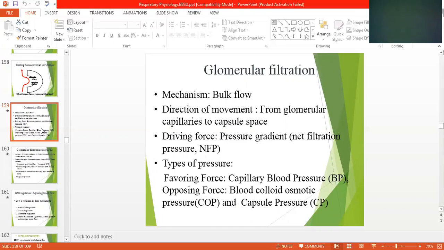Types of pressure: favoring forces, capillary blood pressure; opposing forces, blood colloidal osmotic pressure, COP, and capsule pressure.